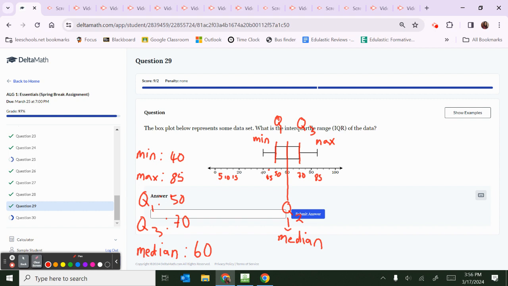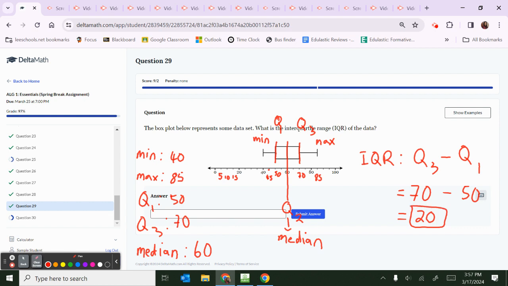All right, so now we're going to find the IQR. IQR stands for interquartile range. To find that, you do Q3 minus Q1. So when we're doing this, guys, the Q3 would be 70. Your Q1 would be 50, and we're subtracting them. And when you subtract that, you will get 20. So my IQR and the answer for this question would be 20.